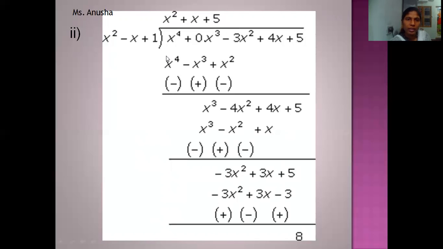Okay, so multiplying that minus 3 to the divisor: minus 3 into x square equals minus 3x square, minus 3 into minus x equals plus 3x, and minus 3 into plus 1 equals minus 3. The sign automatically changes, minus to plus, plus to minus, minus to plus. So minus 3x square plus 3x square goes off, and plus 3x minus 3x goes off, and plus 5 and plus 3 is equal to 8. So the remainder is 8, and the quotient is x square plus x minus 3. This plus 5 is not there, it's minus 3. It's a careless mistake I have made.